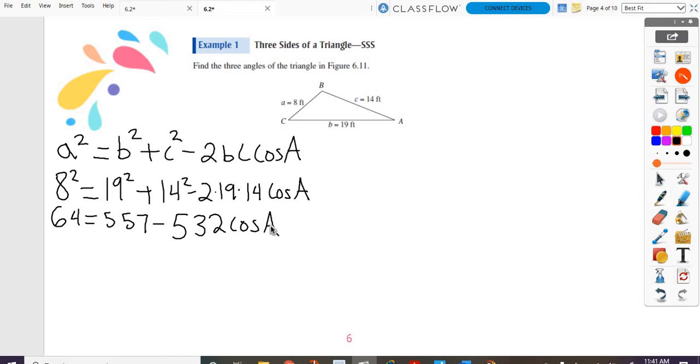Now, can I subtract my 532 from my 557? No. Why not? Correct. I have a multiplying by cosine for my 532. Order of operations tells us that we have to do multiplication before we can do subtraction. So we can't simplify that right now because we don't know what big A is. Instead, we're going to solve for big A. What would our first step be? Subtract 557, and what do we end up with? And then we would divide.